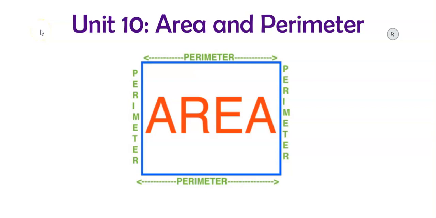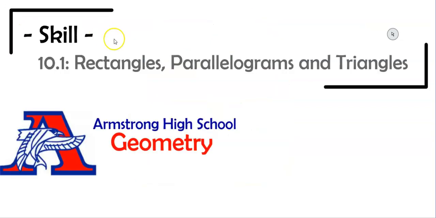In this unit, we are going to go through some area and perimeter of two-dimensional objects. So that will be the title of the unit, just area and perimeter. And in 10.1, we start with rectangles, parallelograms, and triangles. And in this unit, we'll just focus on two or three different shapes in each lesson.